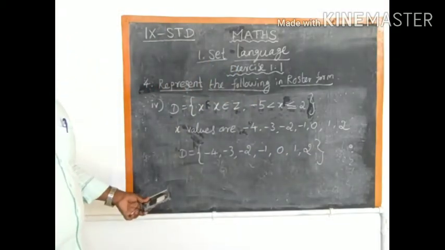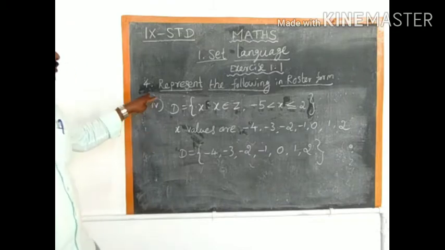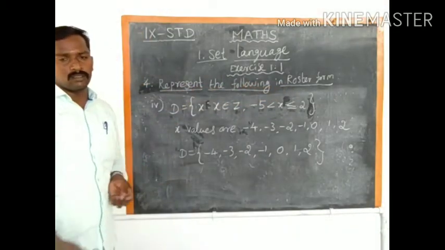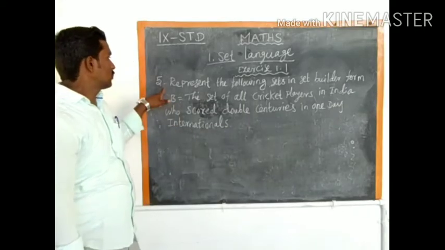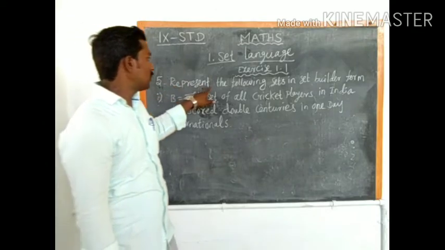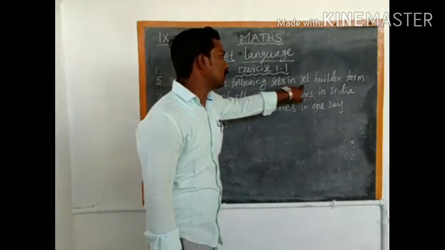That's all. So you have 4 questions from the roster form. Have you understood all the 4 questions? Yes, student. The fifth question is: represent the following set in set builder form.